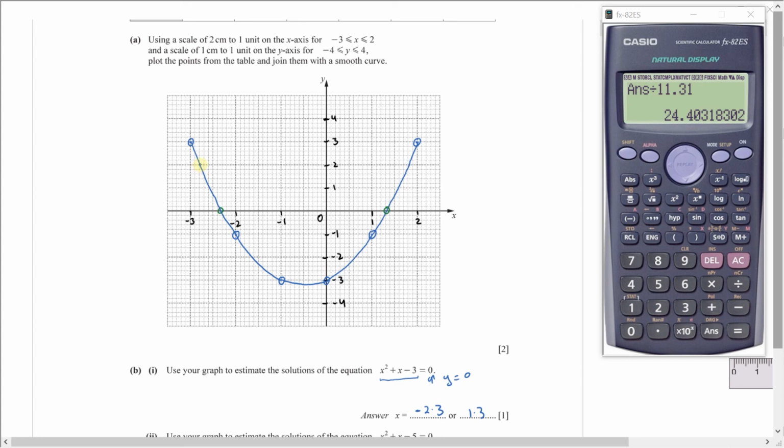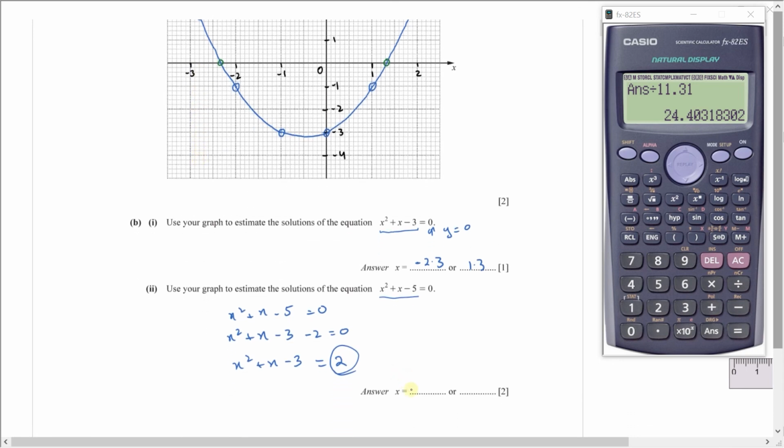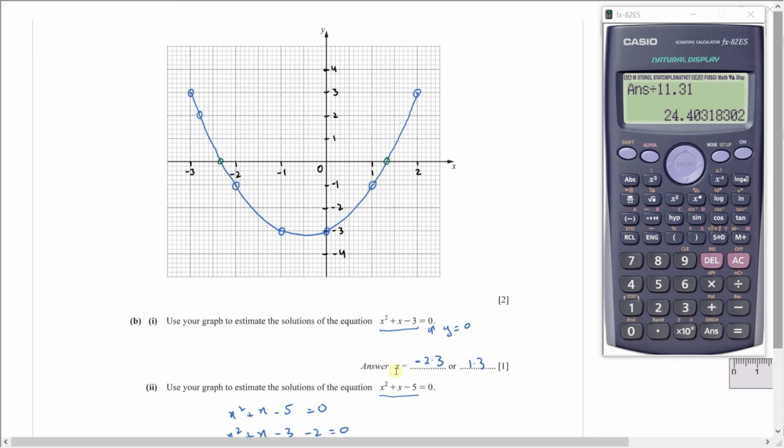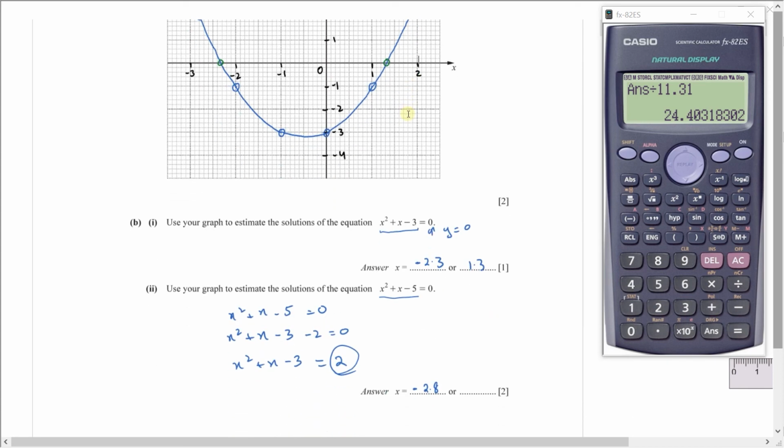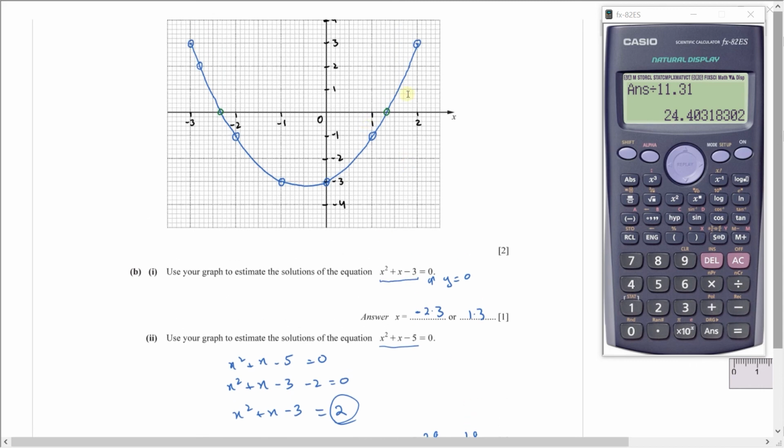So this point here is minus 2.8. So your first value will be minus 2.8, and the other value where it intersects the line y equals 2 is this. So this is almost positive 1.8. So your value here will be 1.8. So this was your second point where this curve intersects y equals 2.